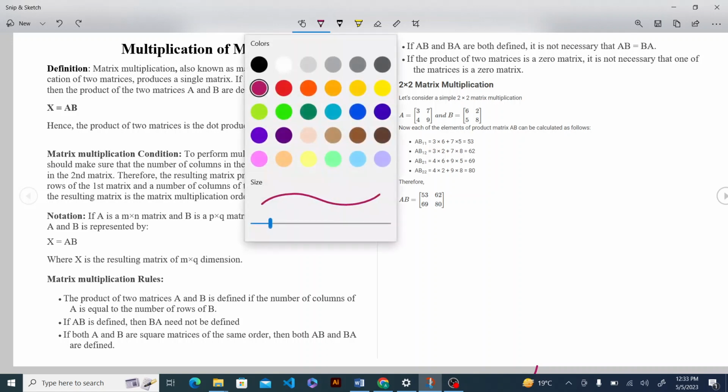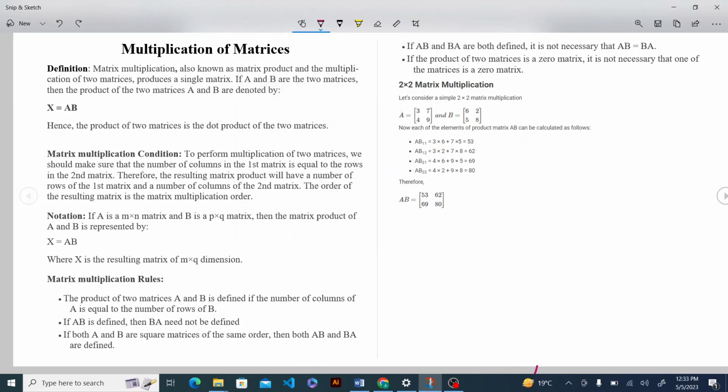So by the definition we get the idea that if we multiply two matrices A and B, then we get a single matrix X, and X is equal to AB. This is the way we denote the multiplication of matrices. Let's move forward.